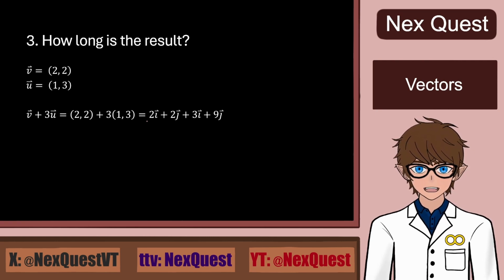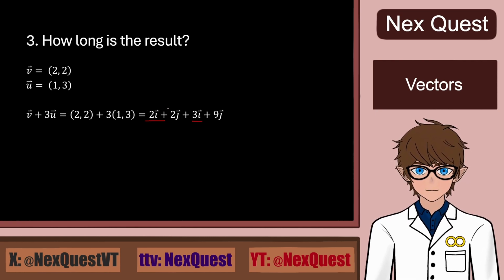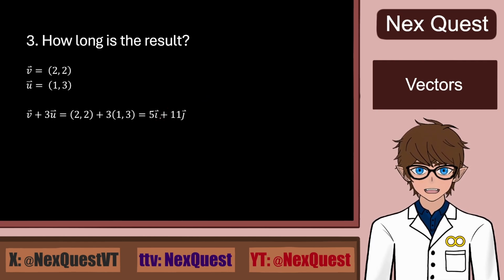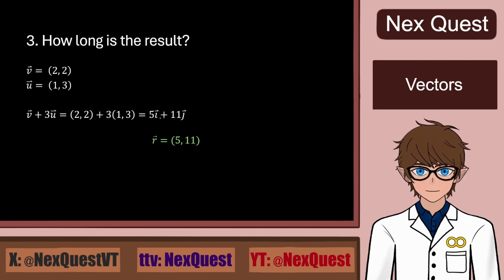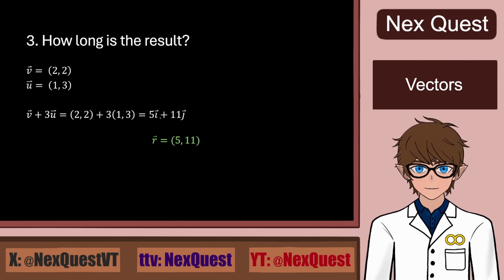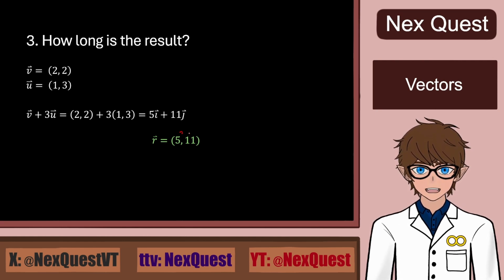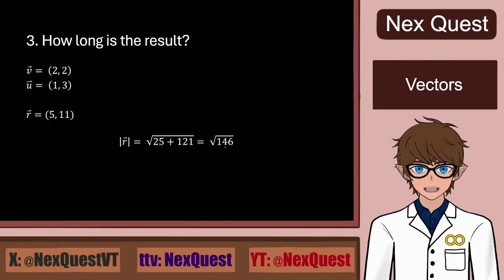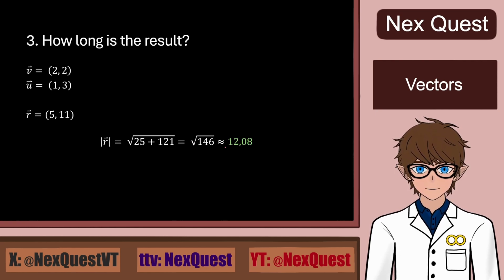And now I'll just add those together with the same unit vector. So i vector is here, j vector is here. These two together give us 5. These two give us 11. So we get 5i plus 11j. And now to write it as a vector, the resulting vector is r = (5, 11). Nice. Now to determine the length, we will use Pythagorean theorem. We take the square of the first one and then the square of the second one, add them together, take a square root, and we get roughly 12.08. And that is the magnitude of our resulting vector.